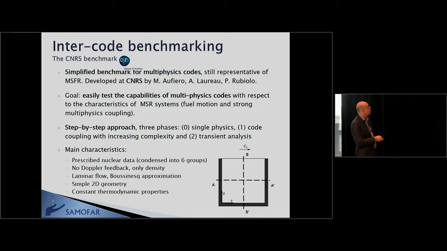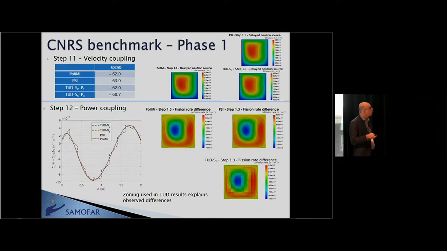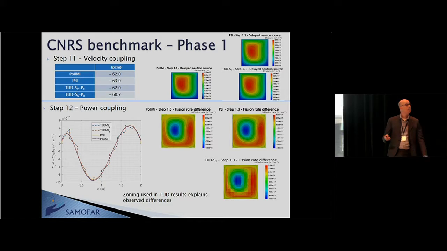Now, the benchmark consists of 3 phases, starting with something simple like only doing neutronics or only flow, and slowly in different stages you continue to more complex, so fully coupled and even transient. So one example of such an intercode comparison, let's maybe focus on the bottom part here, which is the fully coupled steady state case.